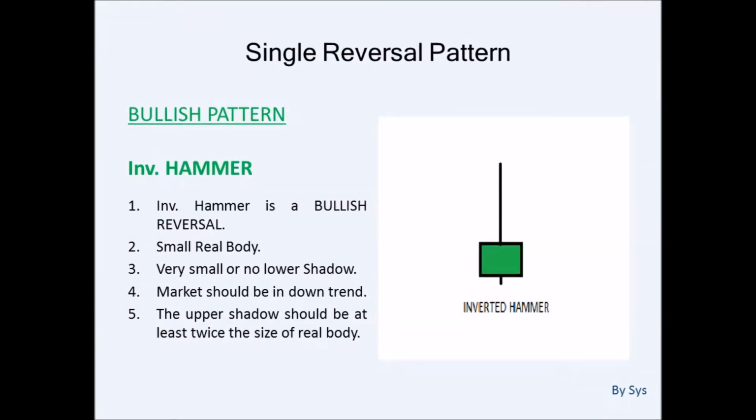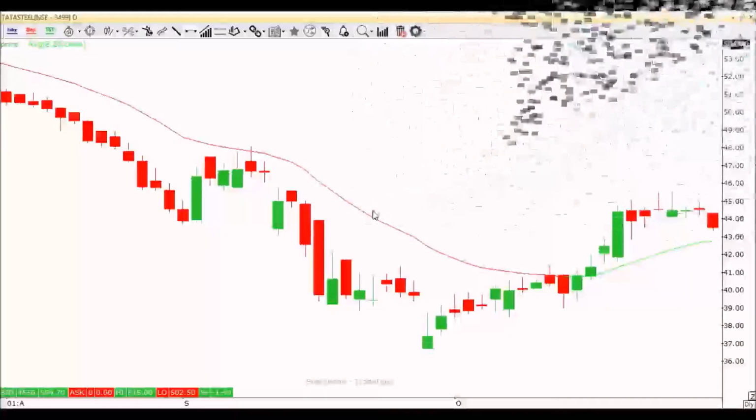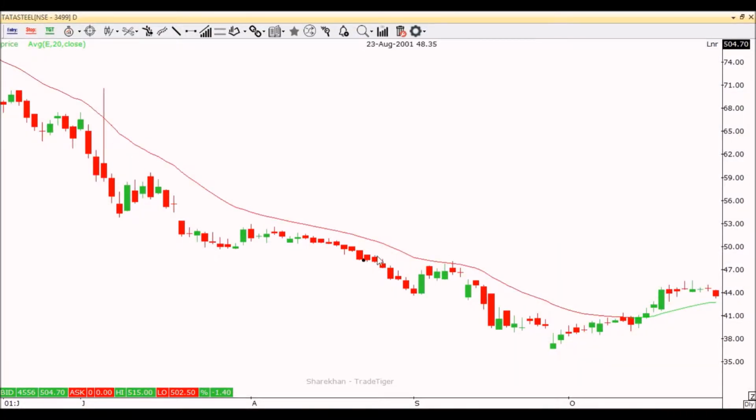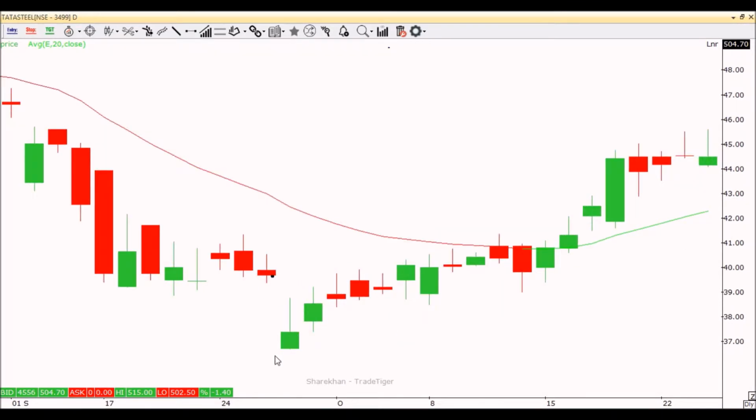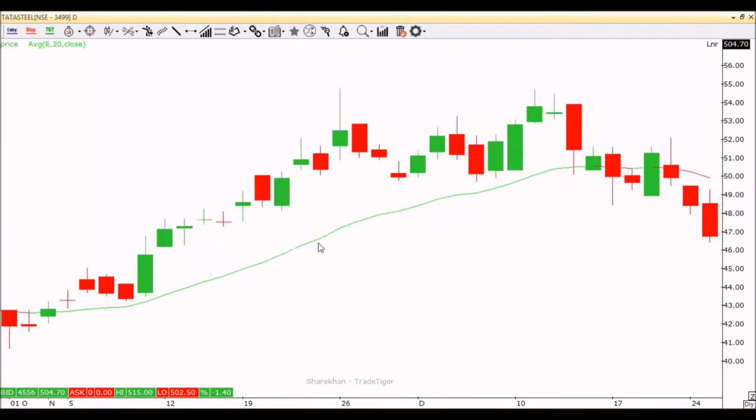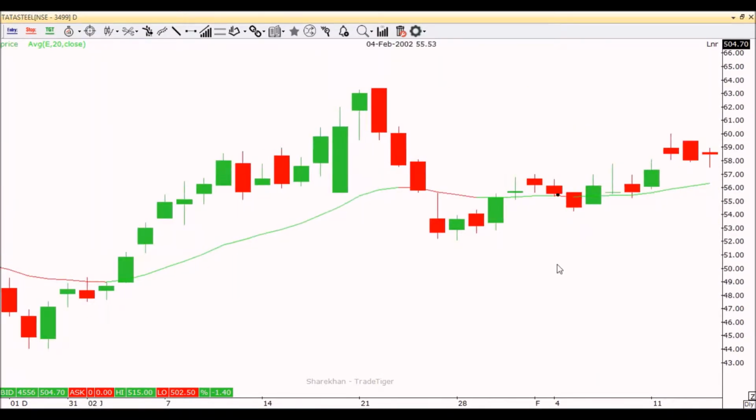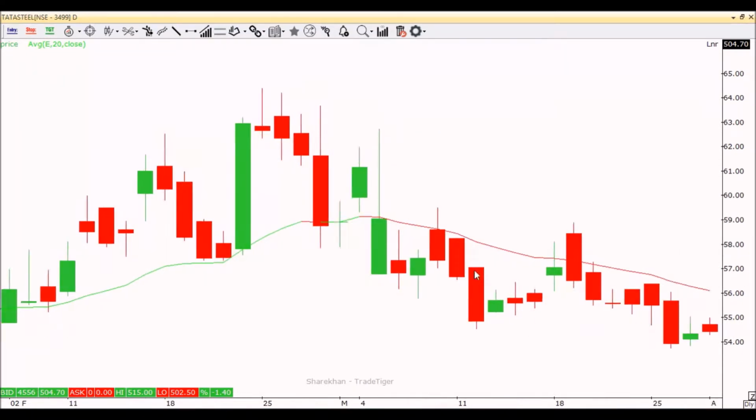Inverted hammer, as I said, is the least important in comparison to the hammer. Still, the properties are the same. In the hammer we discussed the lower wick, but in the inverted hammer there is negligible or no lower wick, and there is a long upper wick, which should be at least twice the body of the inverted hammer. Again the market should be in a downtrend, and it still needs confirmation, but here it is again subjective. Sometimes the inverted hammer works, sometimes it does not work.